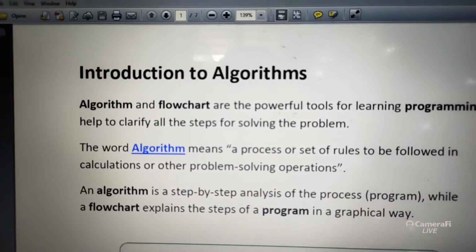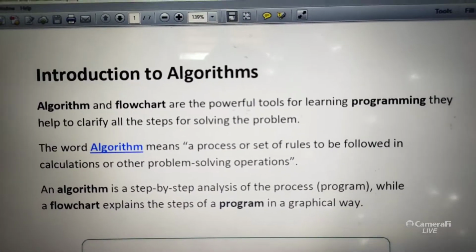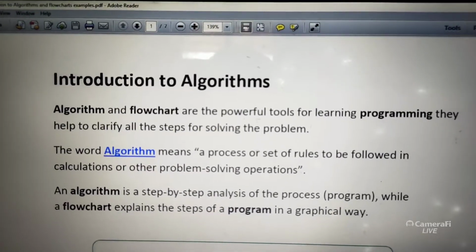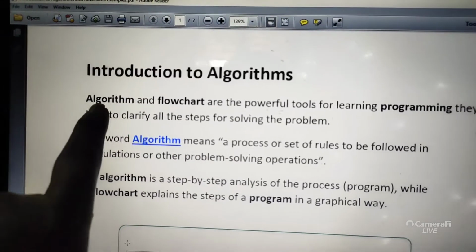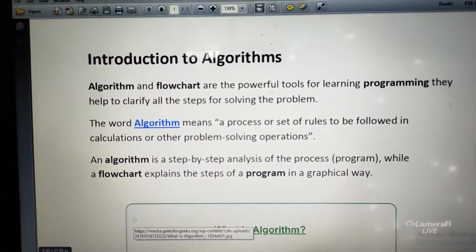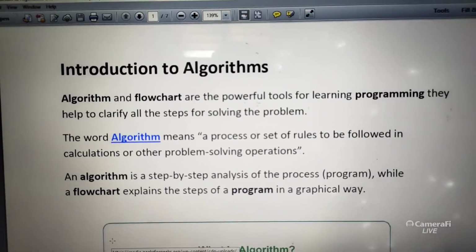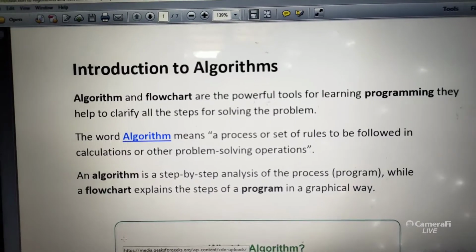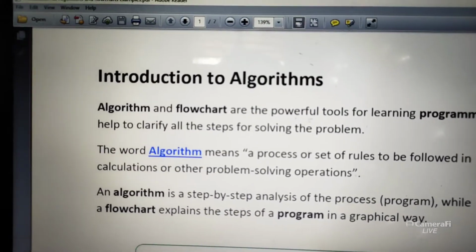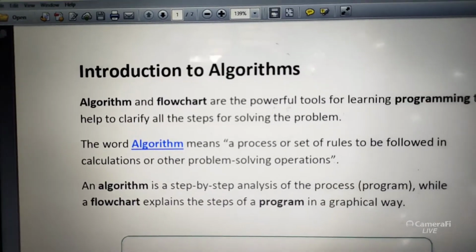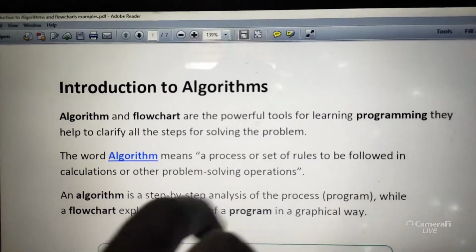So algorithms and flowcharts are powerful tools for learning programming. For beginners, to write a program we should first use two main concepts, algorithm and flowchart. They are the tools for programmers. You may use any language, C, C++, Java, but you should write the algorithm first, then draw the flowchart. They will help to clarify all the steps for solving the problem.